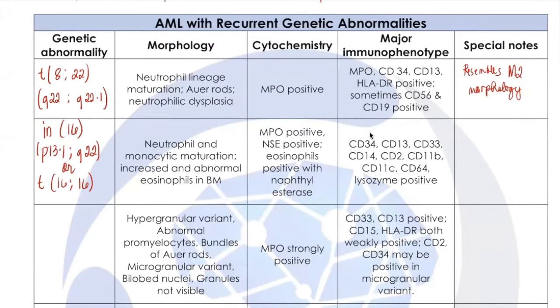Medyo ano lang siya, no? Medyo it doesn't respect talaga yung definition ng term na translocation, kasi pag sinabi nating translocation, this should be between two non-homologous chromosomes. Okay, so the better term here would be the inversion in chromosome 16. Okay, so if we are to associate this with the FAB classification, this resembles the M4 morphology.